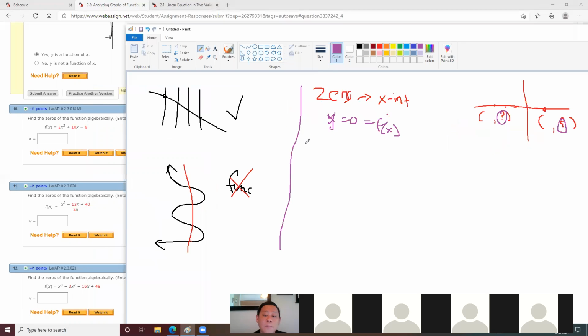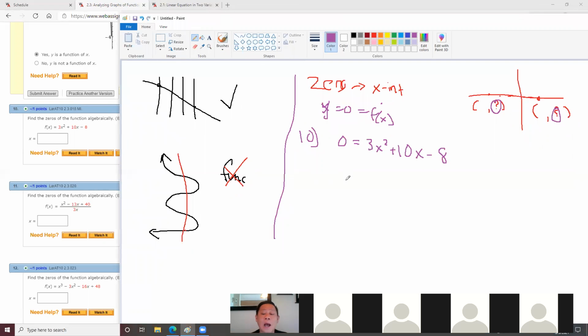So for question number 10, in order for us to find the zero in this case, you put 0 equals 3x squared plus 10x minus 8, and you have to solve for x here. So you put f of x becomes 0. Can someone tell me how you solve for x in question 10? Plus 8 to both sides. No, because it's a square here.